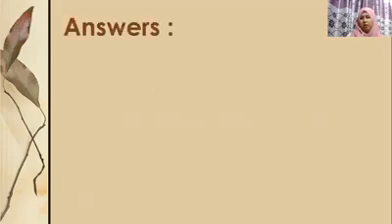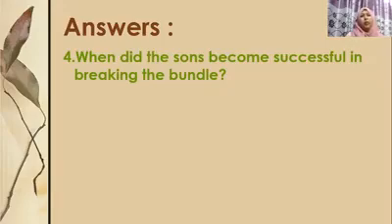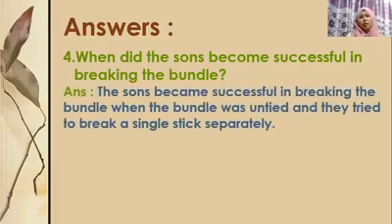So here is another question, number 4. When did the sons become successful in breaking the bundle? We know that at last the sons successfully did this. So how did they do it? The sons became successful in breaking the bundle when the bundle was untied. So when the bundle was tied, the sons couldn't break the sticks. But when the bundle was untied, they tried to break a single stick separately. Get this?